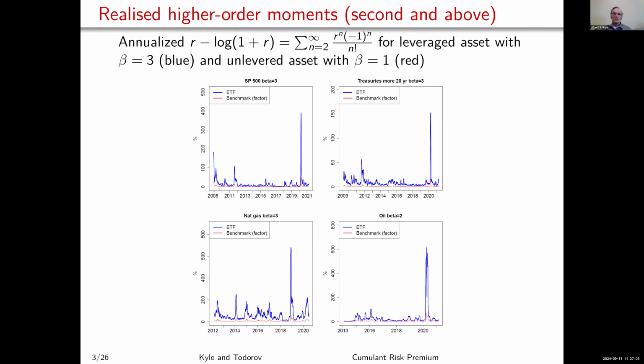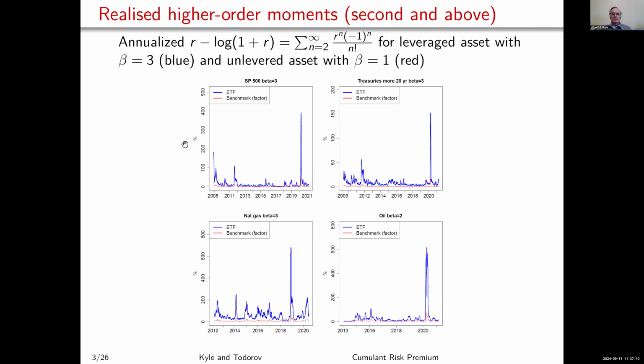So this is supposed to be for motivation, and there's a typo in this slide. If you look at the difference between the actual return and the log return, that difference is the sum of the returns raised to the nth power with an alternating sign divided by n. It's not supposed to be n factorial. And some examples of these returns that you get for the S&P 500 and treasuries and natural gas and oil with various positive leverages are shown here.